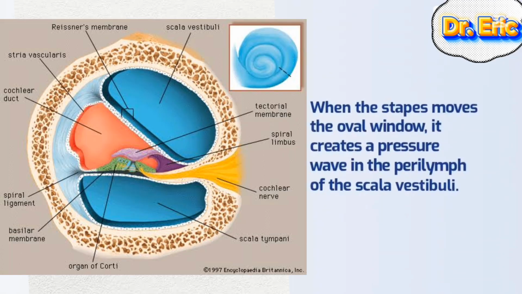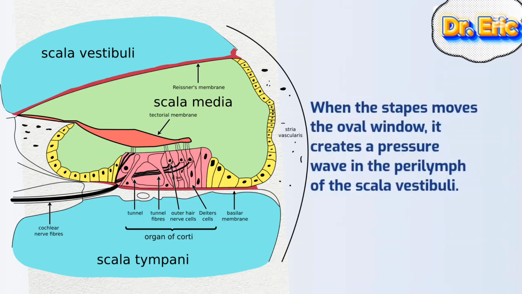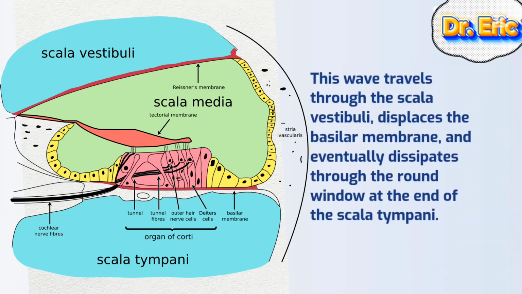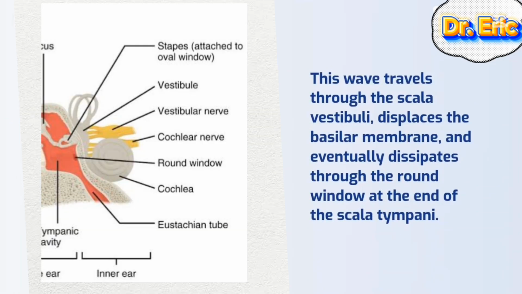When the stapes moves the oval window, it creates a pressure wave in the perilymph of the scala vestibuli. This wave travels through the scala vestibuli, displaces the basilar membrane, and eventually dissipates through the round window at the end of the scala tympani.